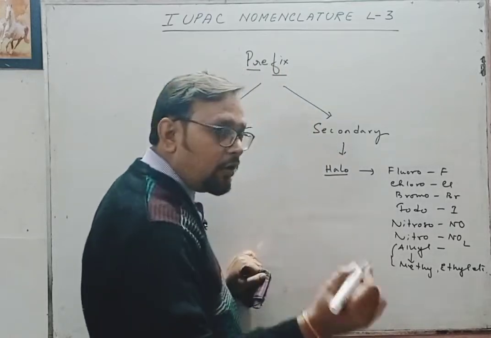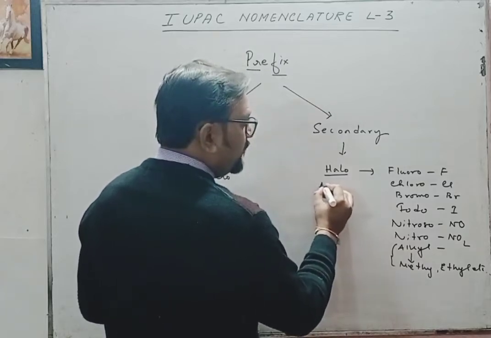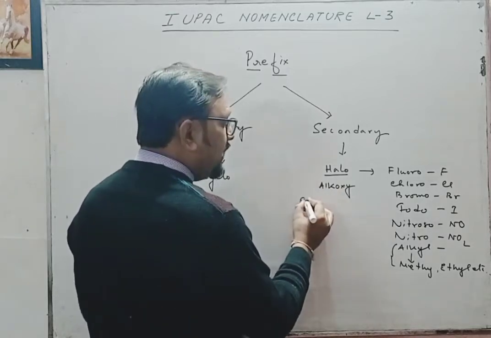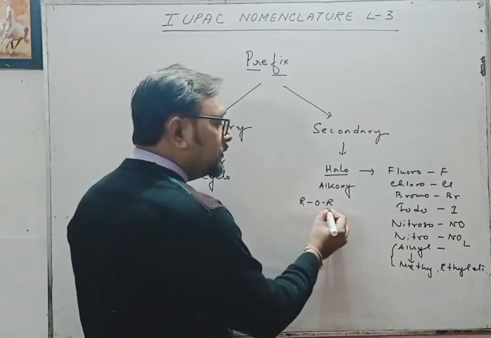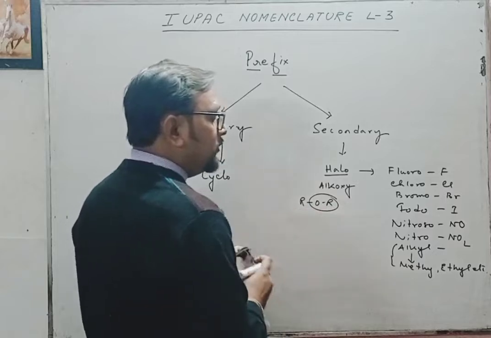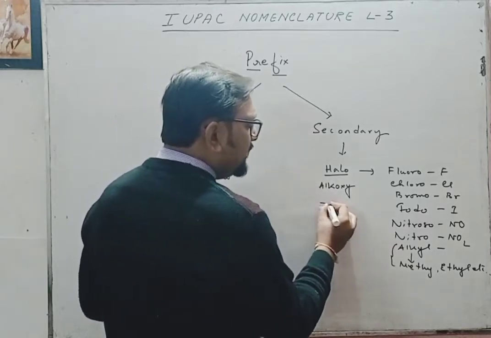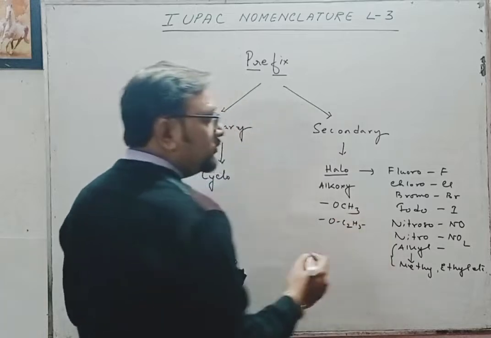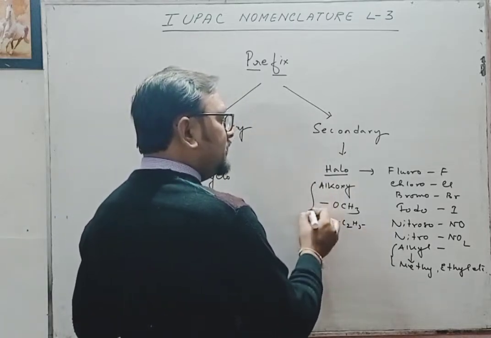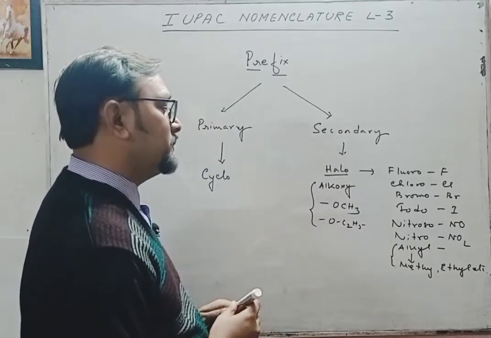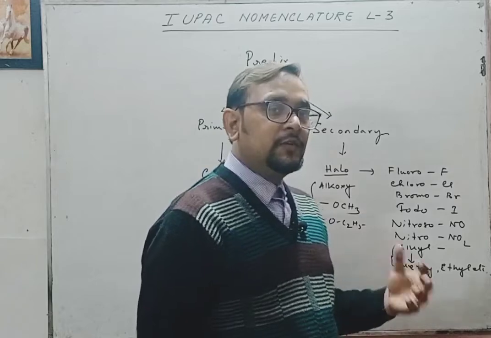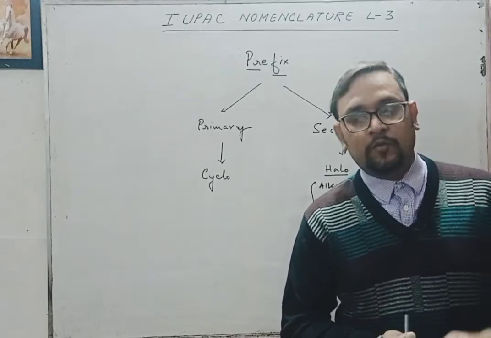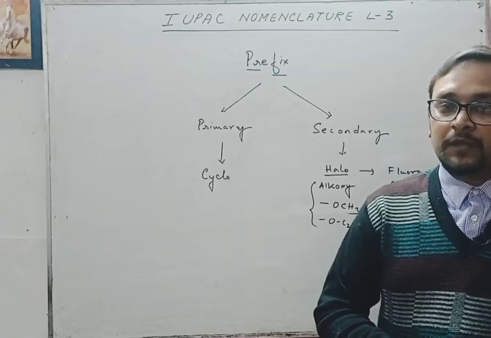Next we have the alkoxy part. I am writing here alkoxy. Where do we get the alkoxy? Most of the time in ethers, ROR. So there we get the alkoxy part. For example, methoxy, ethoxy. The alkoxy part also comes under the secondary prefixes. So these are the very commonly used secondary prefixes which we will be using in most of the compounds. Most organic compounds we can easily see them.